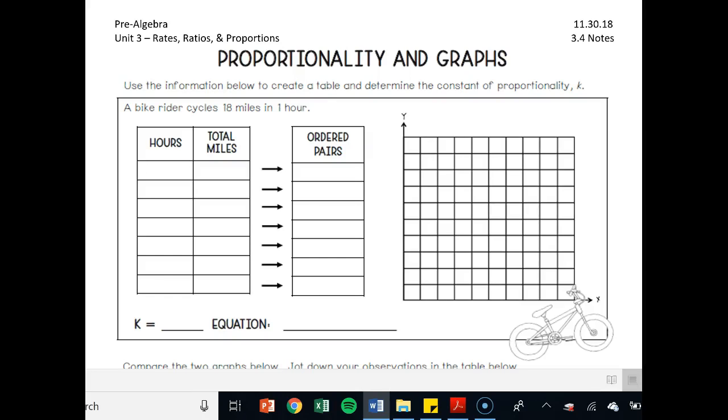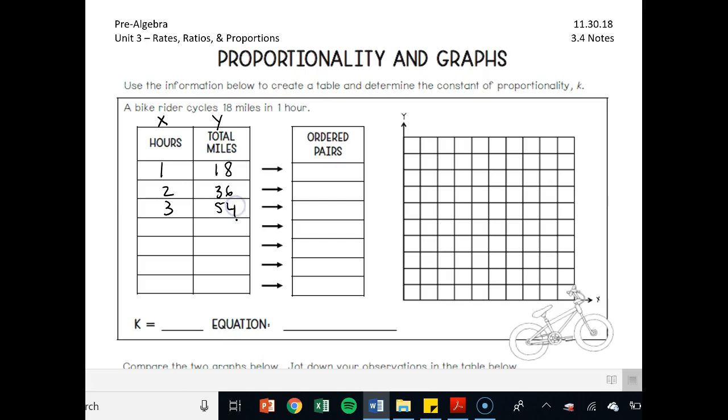So it says use the information below to create a table and determine the constant of proportionality. A bike rider cycles 18 miles in 1 hour. Our x value is going to be hours, our total miles is going to be y. When I input 1 hour, I get 18 miles. When I input 2 hours, I get 36 miles, right? When I input 3 hours, I get 54.